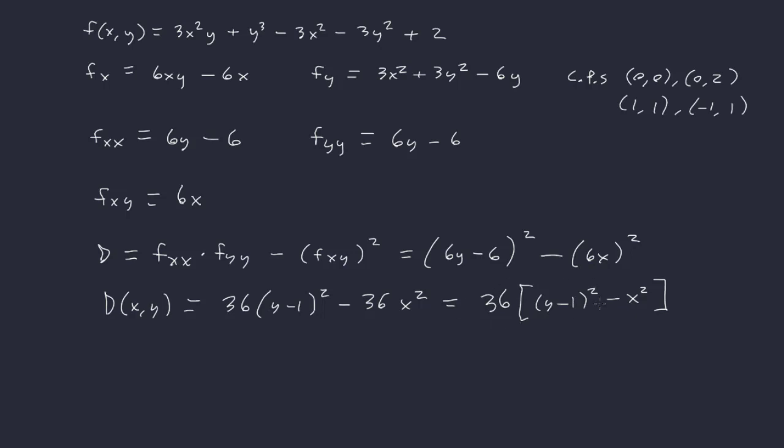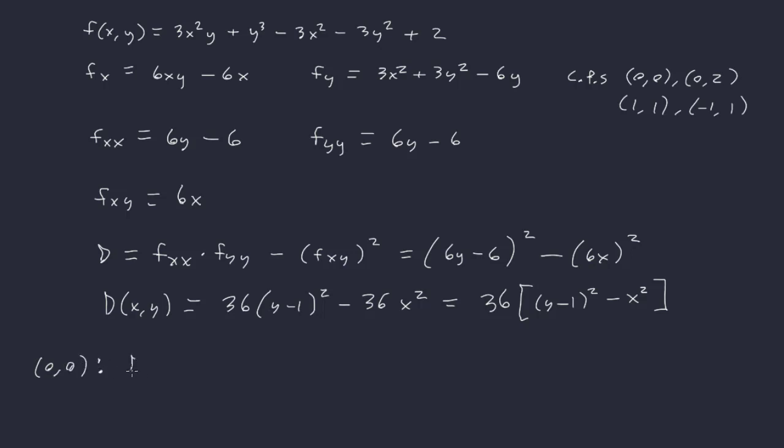We don't have to do this, but it might make things easier to figure out whether this is positive or negative, because the 36 isn't going to affect it at all. It's really just this that's going to affect it. So now we're just going to go through each critical point and see what we get.